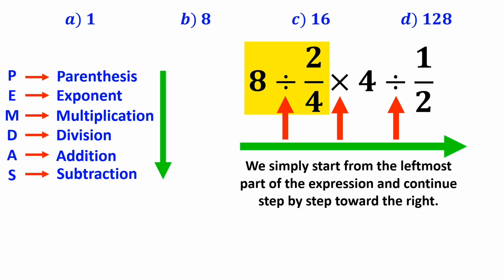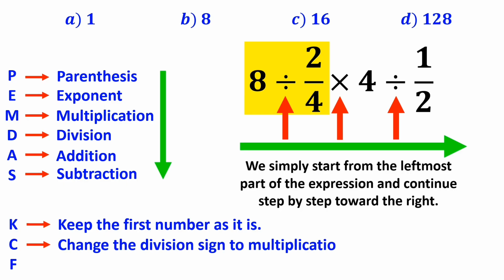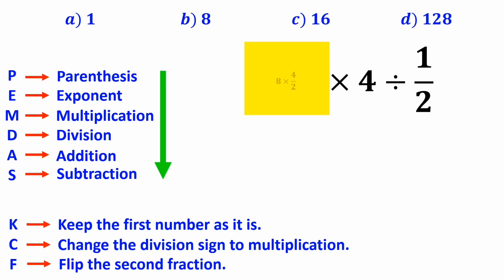marked in yellow. Alright, whenever you come across a division sign between 2 terms, it's best to use the KCF rule. In this rule, K stands for keep the first number as it is, C stands for change the division sign into multiplication, and F stands for flip the second fraction. So, we take the highlighted part and rewrite it as 8 times 4 over 2.